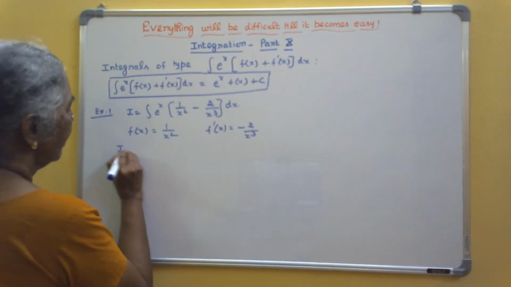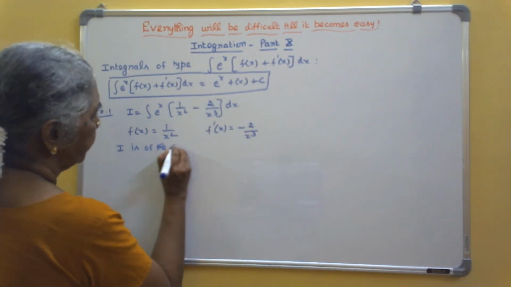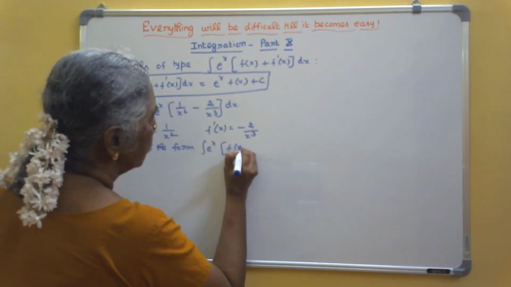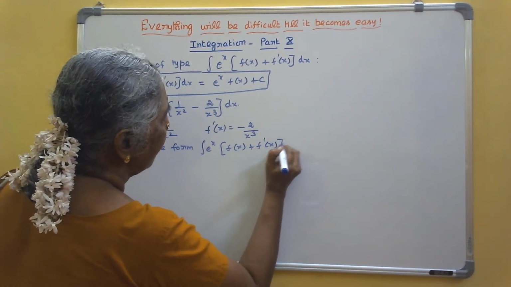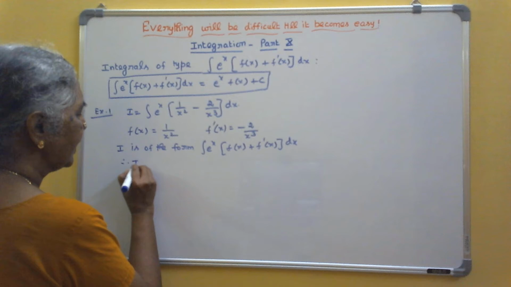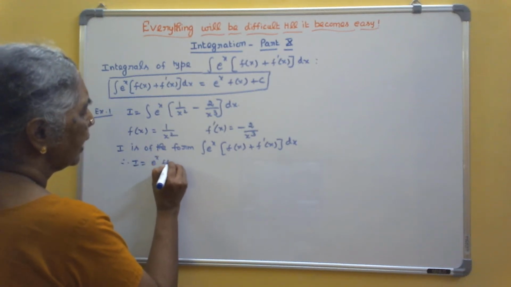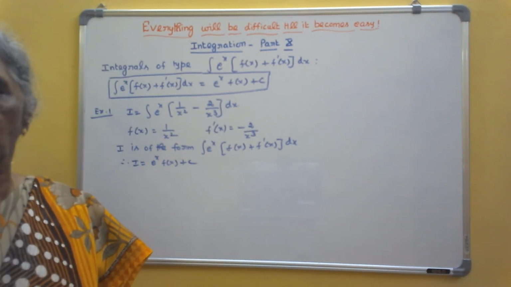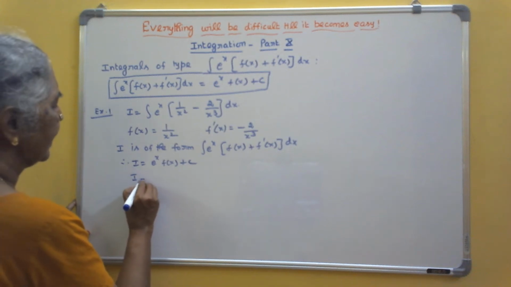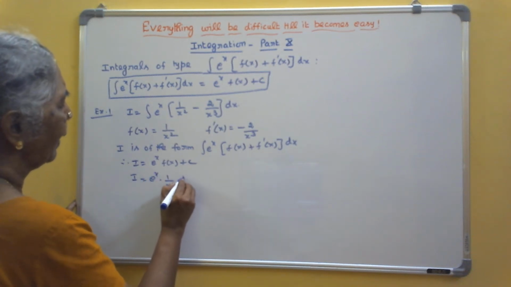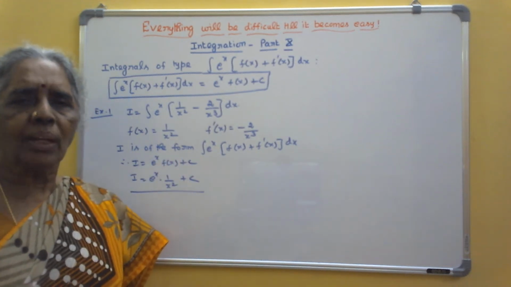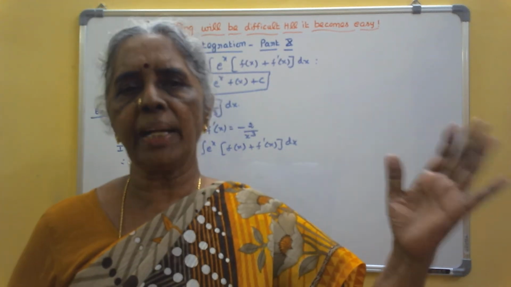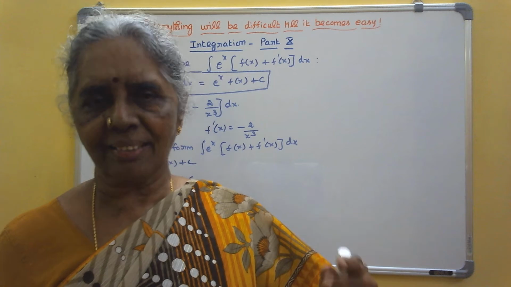Okay? Then I will write I is of the form integral e power x into f of x plus f dash of x dx. Therefore, I is equal to e power x f of x plus c. If it is of this form, this is the answer. So, write these 2-3 steps. Then you will know I is equal to e power x into 1 by x squared plus c. Right? So, a very simple sum. Definitely, if you know the formula, you will be able to do this because it is a very straight f of x and f dash of x. Now, let us see another example.